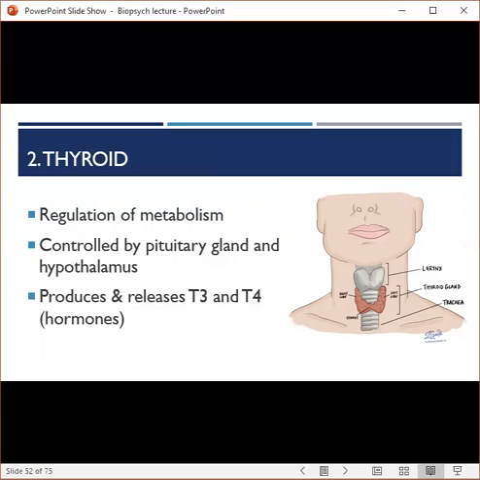It produces two main hormones, T3 and T4. So a thyroid that's functioning normally produces approximately 80% T4 and 20% T3. T3 is actually the stronger of the pair, which explains why there's less of it. Thyroid disorders are pretty common. They include things like goiters, hypothyroidism.